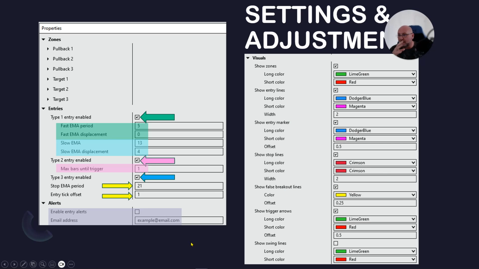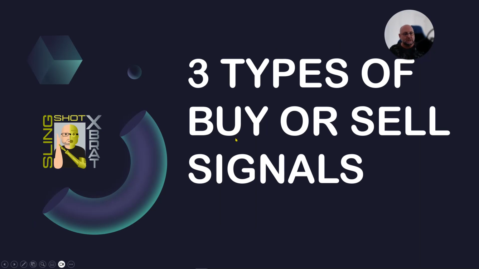So they're the main settings. Most of the logic is done behind the scenes. There's a couple of settings in there for sophisticated traders, but as it comes out of the box, those are the settings to use. So there's 3 types of buy or sell signals.